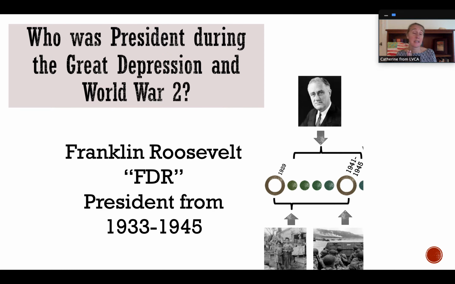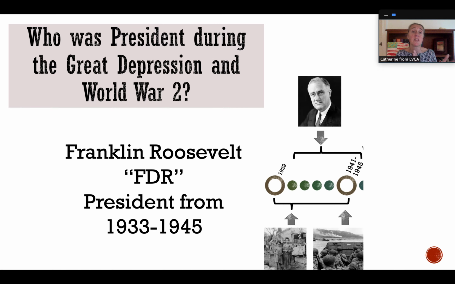Today, a president is not allowed to be elected more than 2 times, but this happened before that change was made to our Constitution. So he was elected in 1932, so he began serving in 1933 when he was officially inaugurated. And then he was elected again in 1936, and in 1940, he decided he should keep running even though he had already served 2 terms, and every prior president had stopped after 2 terms.